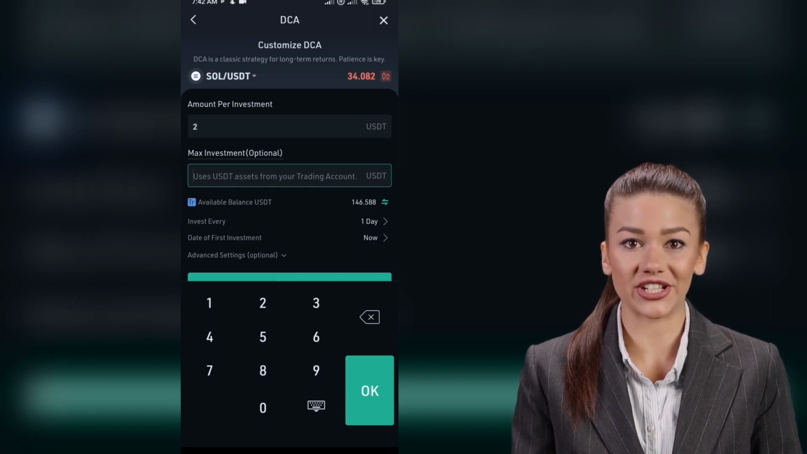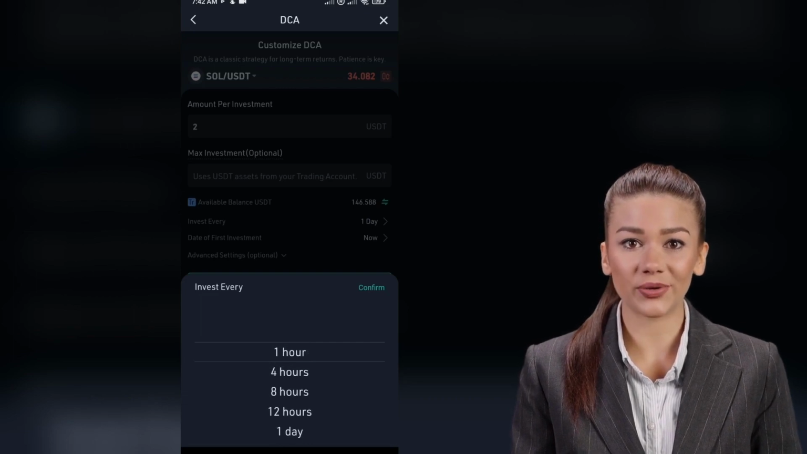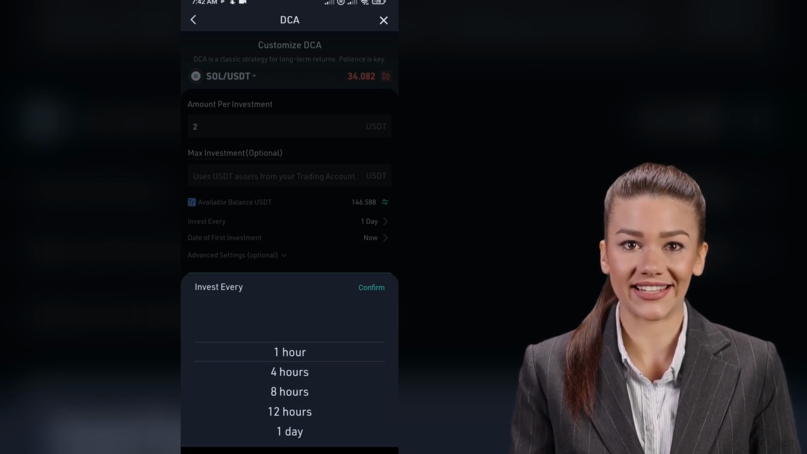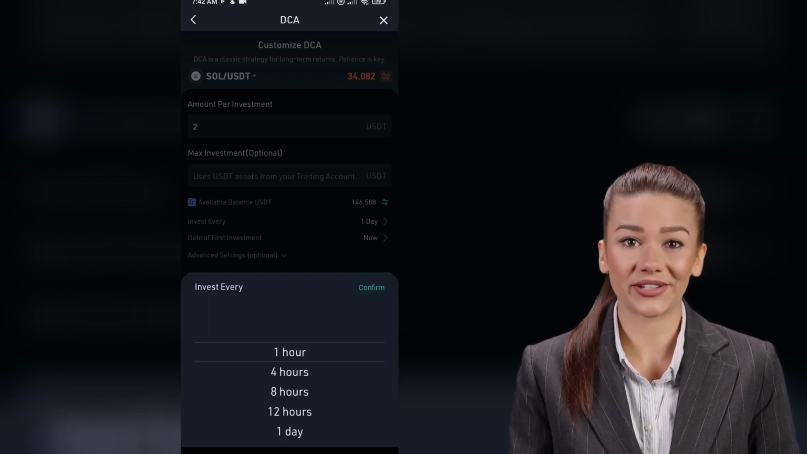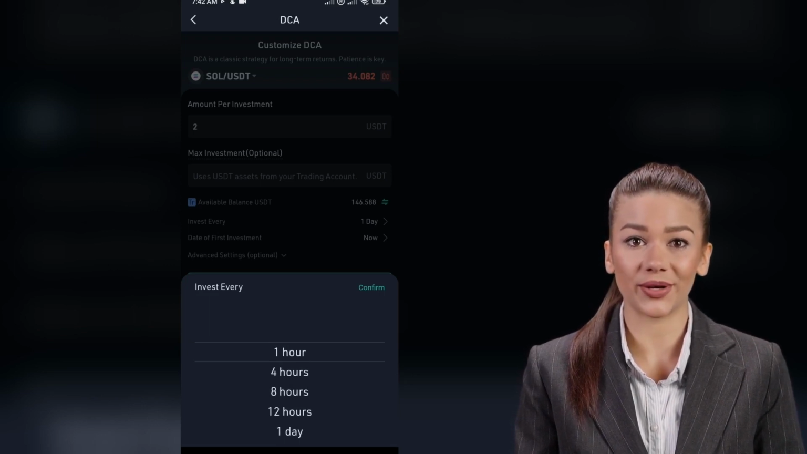At the next position you can choose a maximum amount to go to this bot, which once reached, the bot will stop trading. I personally do not use any limit. The next parameter you need to set is the time interval at which you want the bot to buy the currency you set. You can choose from 1 hour to 2 weeks.